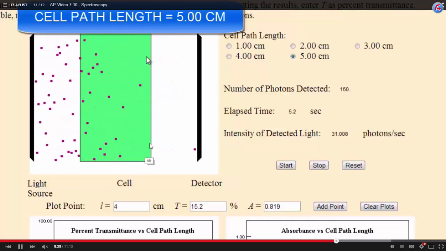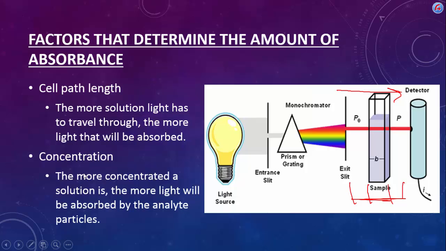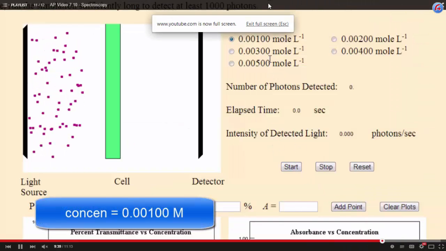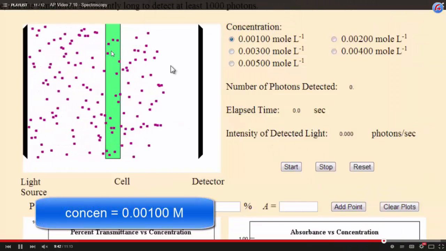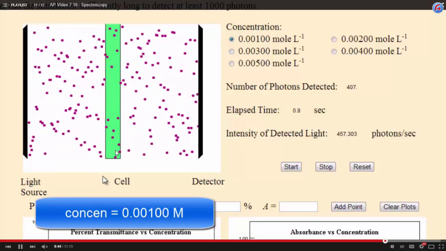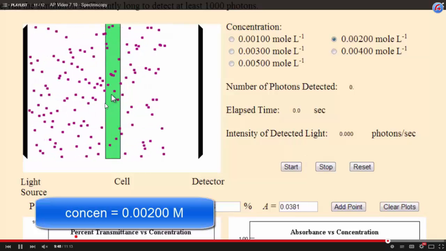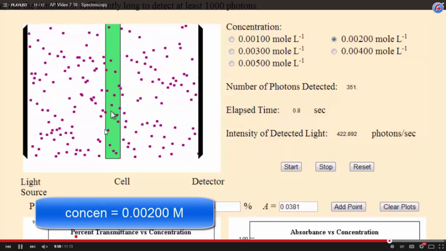Up next, we have concentration. Concentration also can influence how much is absorbed, and this one's pretty simple. Basically, the more concentrated your solution is, the more light will be absorbed because there are more particles to absorb the light. So here's another quick example demonstrating that. In this demonstration, we have different concentration solutions, and you can see that the green part is going to get darker. And the darker or more concentrated it gets, you should see more and more purple photons getting absorbed here. So let's just watch.